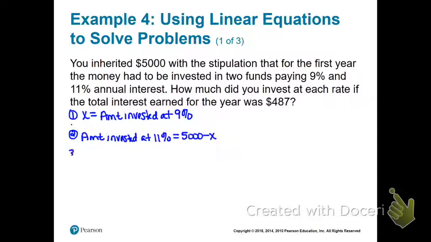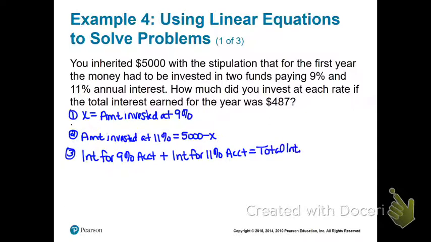All right, step 3. Now, it says, how much did you invest at each rate if the total interest earned for the year was $487? So that's an interest amount. So I'm going to need the interest for the 9% account plus the interest for the 11% account, and that's going to equal our total interest.